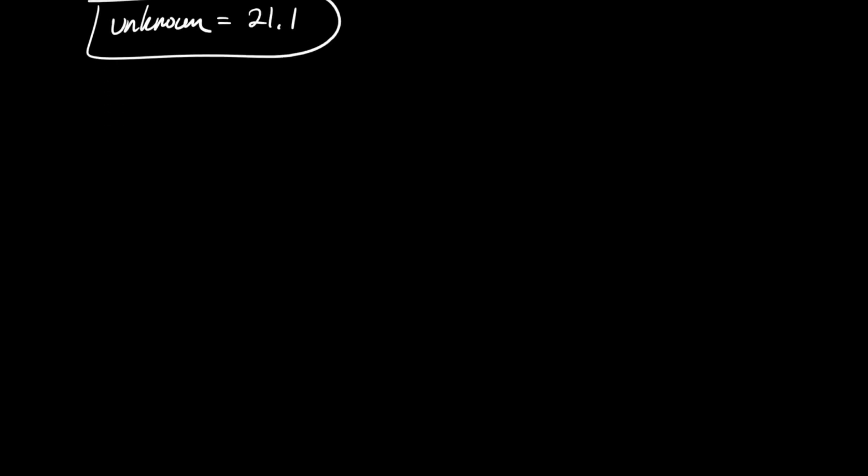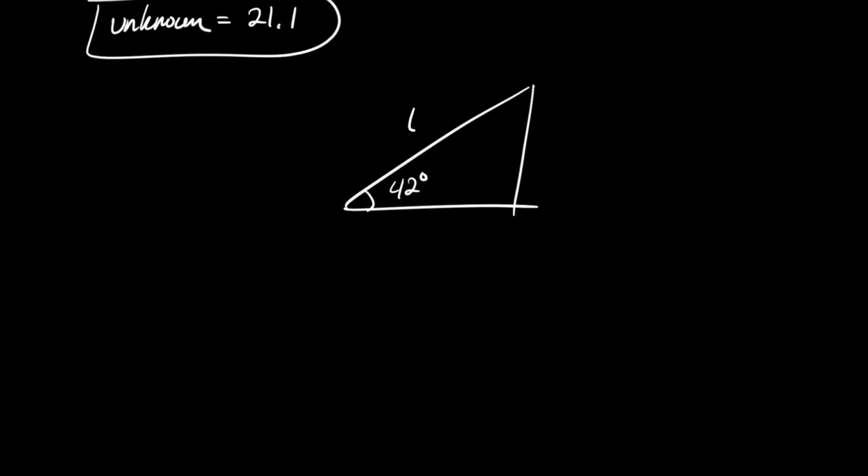Okay, let's do one more example where we're finding the vertical side. Okay. This time we're going to do 42 degrees. We'll have a side length of 60, and as always, this is a right triangle. And the question is going to be, what is the length of this side?